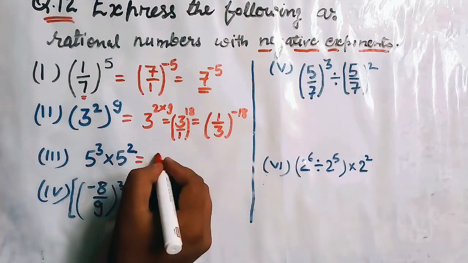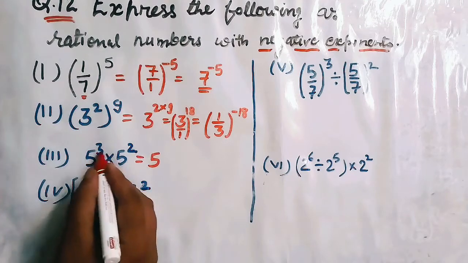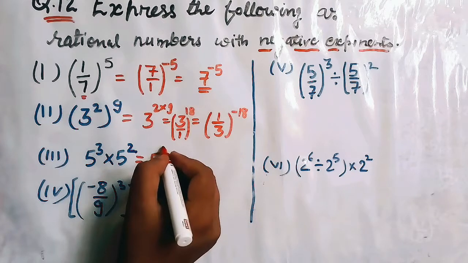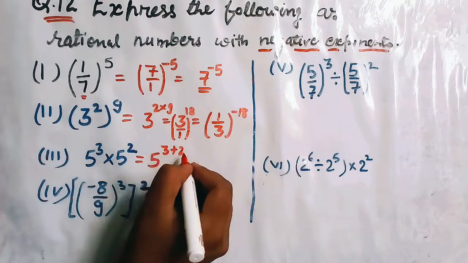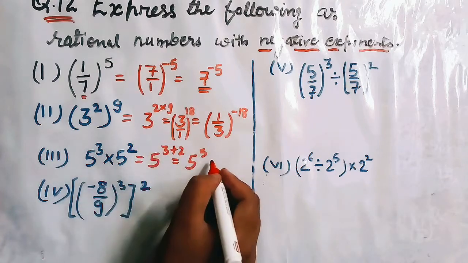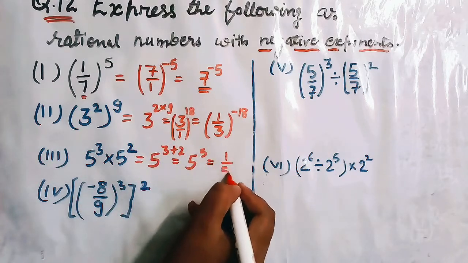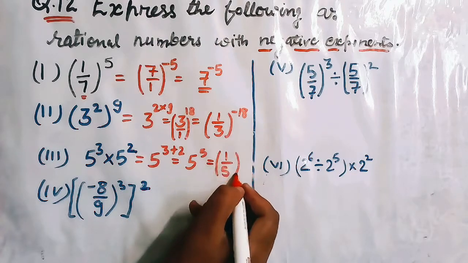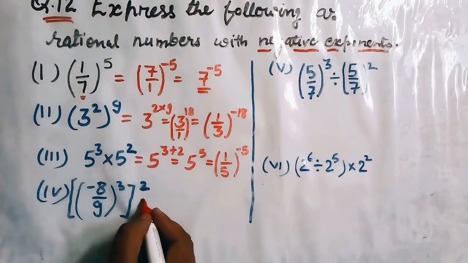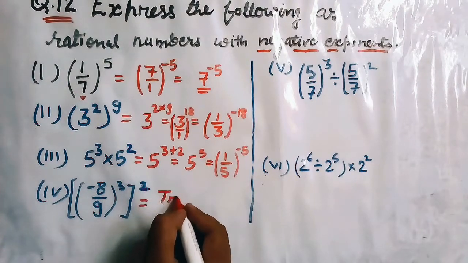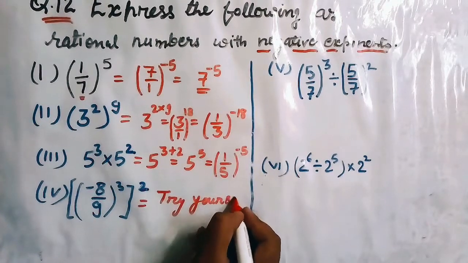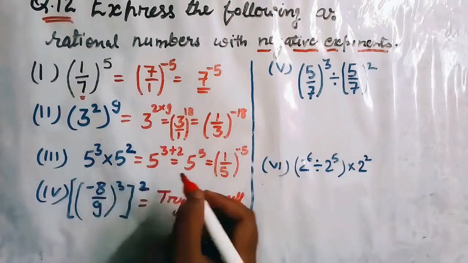In the next part, bases are same, multiplication is there, powers will be plus. So here 5 raised to power 3 plus 2, which is equal to 5 raised to power 5. So like the previous question, here you have to take the reciprocal of 5, that is 1 upon 5, and now the power is minus 5. So this is your required answer. Next you have to try yourself. Simplify like the second part and then represent as negative exponent.